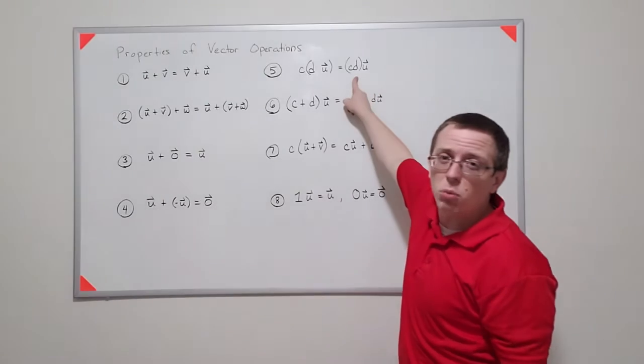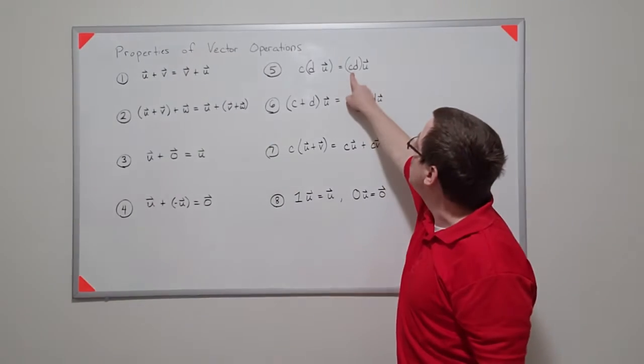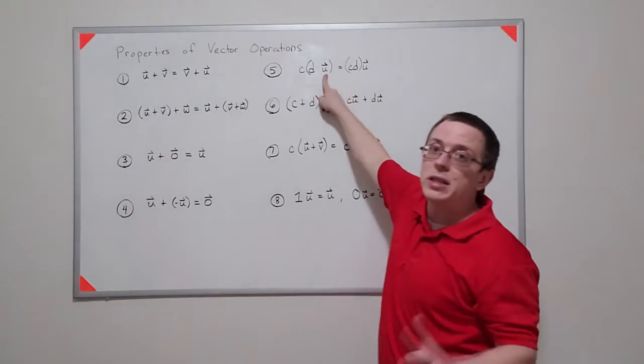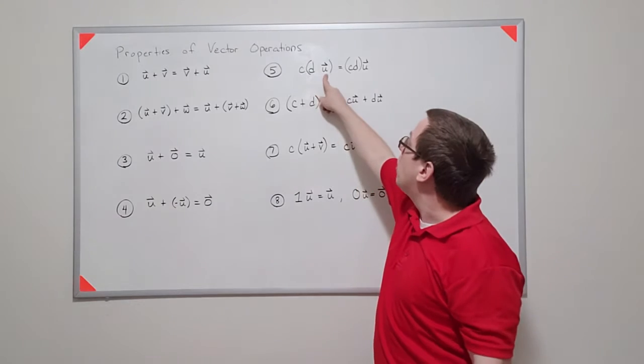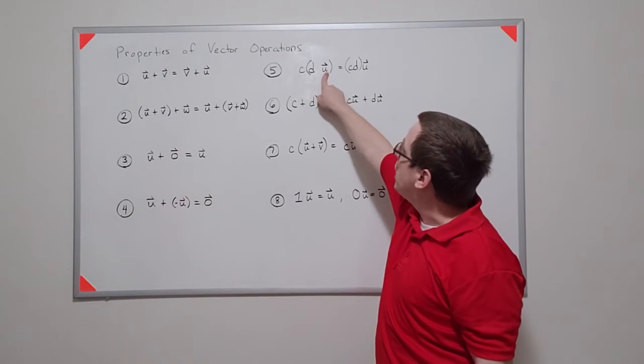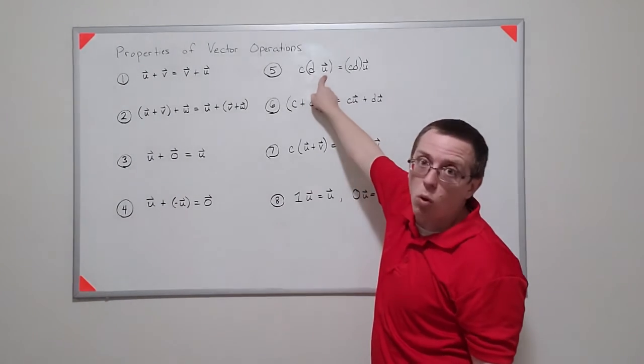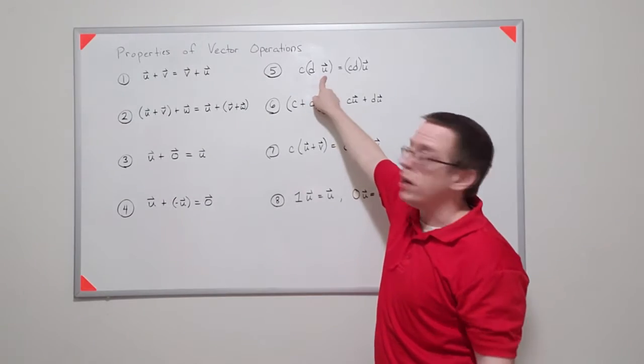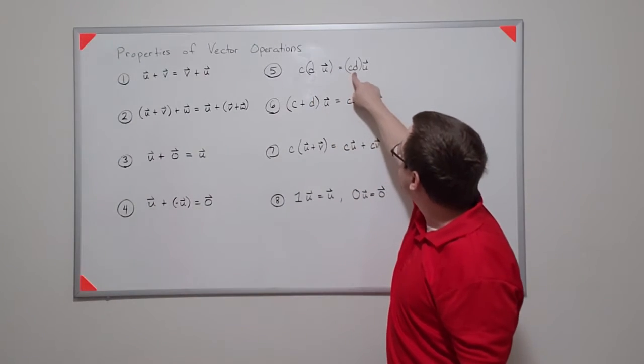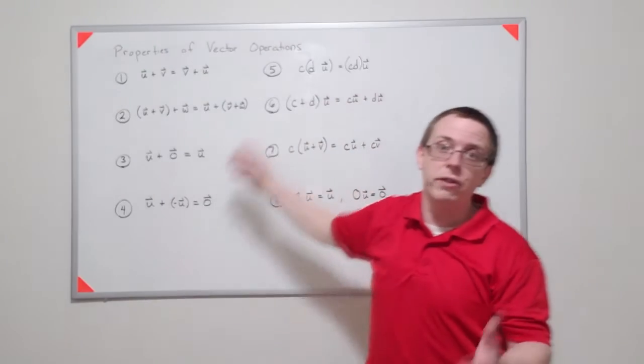This is usually the more convenient one, because if this is, let's say, a 10D vector, then you have to perform 10 multiplications, and then you have to perform 10 more multiplications. That's 20, versus one multiplication and then 10, that's just 11.